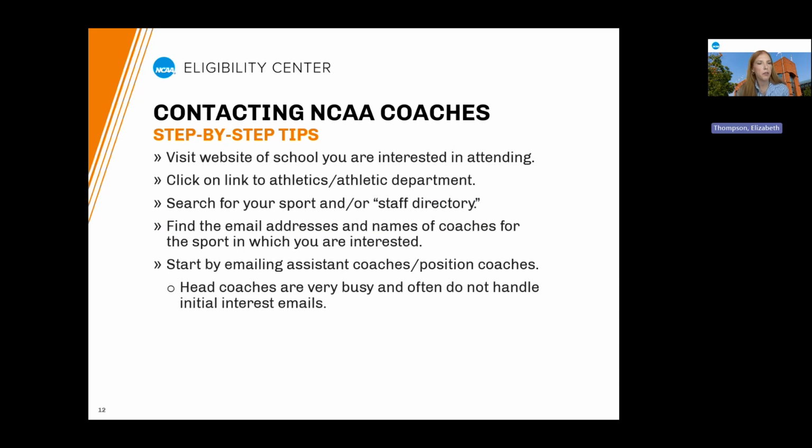So let's talk step by step about a few tips of what you should do when contacting NCAA coaches. What I would suggest is to visit the website of the school that you're interested in attending. So if you're interested in attending Elizabeth University, you would go to Elizabeth University's website. You would look for the tab that directs you to their athletics department. Within the athletics department page, you should be able to find a sport and/or staff directory. When you click on that, it should break down the staff by sport, so you can view the names and email addresses of the coaches for the sport you are interested in playing. So if you're interested in playing tennis for Elizabeth University, you would go to the athletic department page, click on the staff directory, and look for a list of the tennis coaches' names and email addresses.